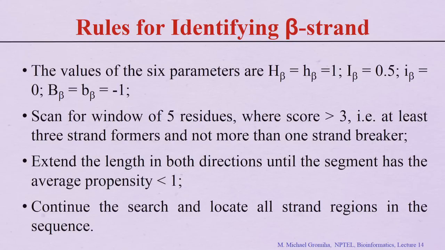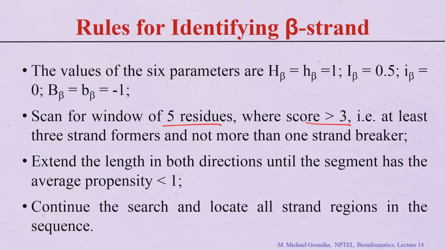Now, how to do the beta strand? You can do the same procedure. Take capital H beta equal to 1, I beta equal to 0.5, small i beta equal to 0, and B beta equal to -1. Here we use a scan of 5 residues and set a score of more than 3, because all beta strands are smaller than alpha helices. So I take 5 residue segments. How did they define these segments? They tried various segments and compared the results with the experiments, and finally fixed on the one that matches. This is how they assigned 6 and 5 for the helices and strands.